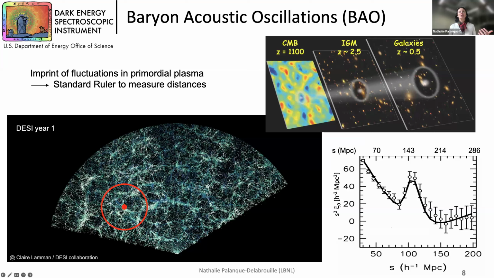And so the way to actually recover that imprint is statistically, by studying the probability of having two galaxies separated by a given distance. And this is statistically done through the study or the measurement of the correlation function as a function of distance. And this peak here at a scale of 150 megaparsec is a clear indication that this BAO imprint is clearly visible in the distribution of matter.